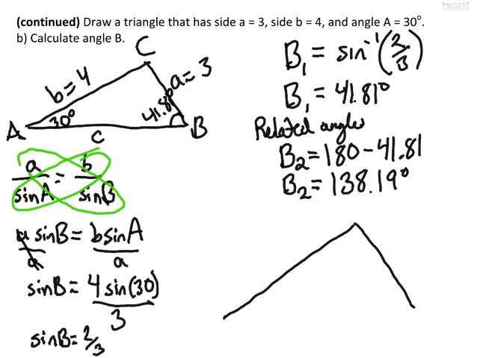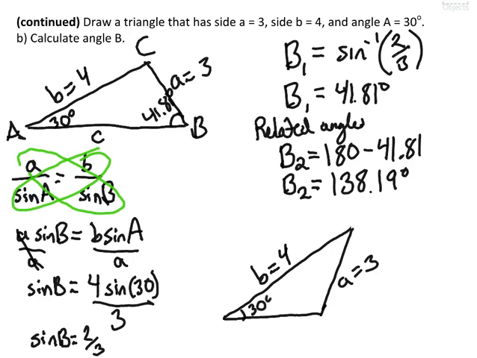Oh, sorry, not that way at all. This way. So keeping the same length, side B is still 4, side A still needs to be 3. This still needs to be 30 degrees for angle A, but angle B here you can see is much bigger. It's obtuse, and that's exactly what we got here. 138.19 degrees is an obtuse angle.